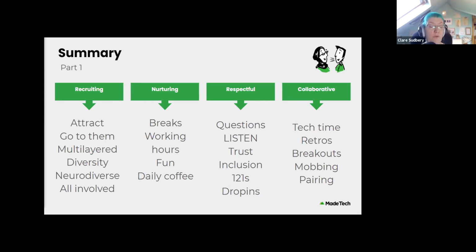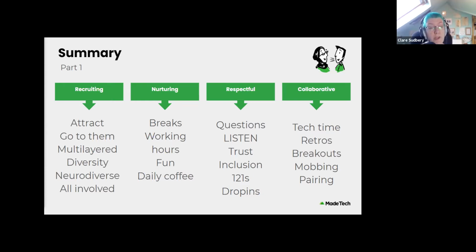We have regular one-to-ones and we drop in on them when they're working independently. We're encouraging collaboration throughout the whole process. We want the academy itself to be highly collaborative. So we encourage them to use tech time to share what they've learned with one another. We have regular retrospectives where we constantly review how we're doing. We put them into breakout rooms rather than expecting them to always be in one big session so that they can work in small groups and be heard and be involved in what they're doing.